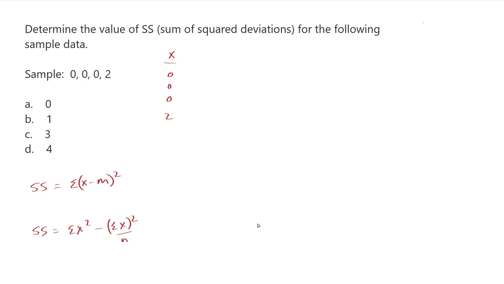The definitional formula requires that I know my sample mean, which is the sum of x over n. So I need to add these up, which is pretty simple. It's just going to be 2, and divide that by the number of values. Now, even though these are zeros, they do count, and so the average here is going to be divided by 4. 4 different values went into making this up. So the average is 0.5.